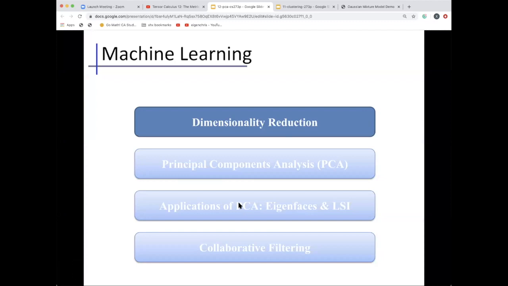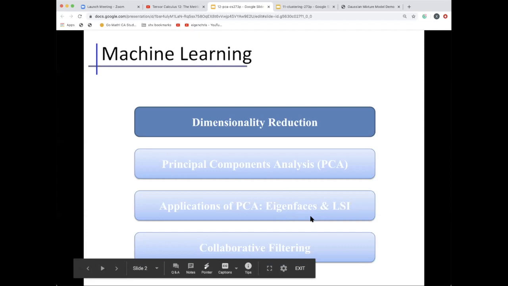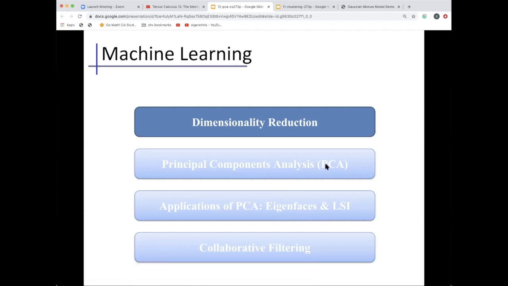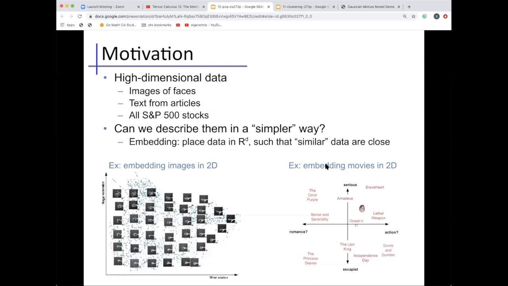Dimension reduction is a very big field within machine learning, and many approaches have been proposed for it. PCA is only one of these methodologies, probably one of the simplest methods in the field of dimension reduction. So we're going to talk about that. And if I have time, we can describe some of the applications of how this type of dimension reduction might be useful in practice. So what is the motivation here?